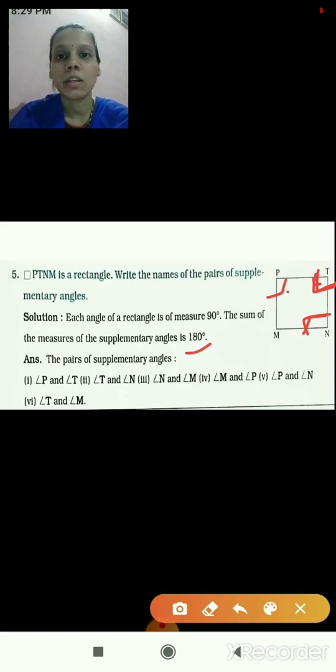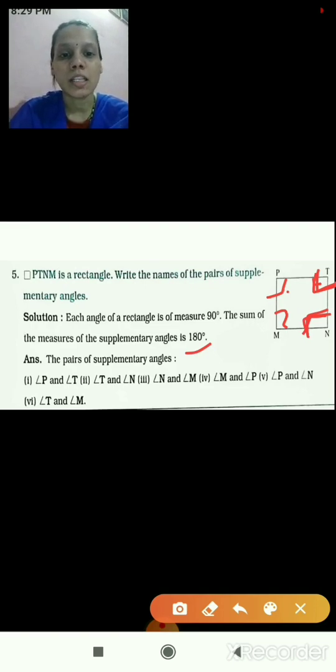Now we'll write down the third pair. The third one, as you can see here, is angle N and angle M. So angle N and angle M are a pair of supplementary angles. Why? Because measure of angle N is equal to 90 degrees and measure of angle M is equal to 90 degrees. So 90 degrees plus 90 degrees is equal to 180 degrees. So angle N and angle M are a pair of supplementary angles.